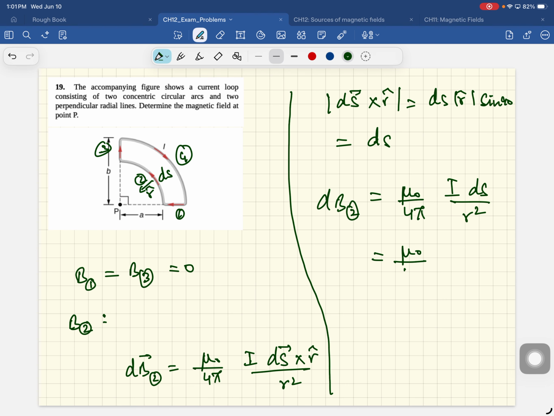Is there a 2 pi? It is 2 pi. Yeah, okay, it is 2 pi.